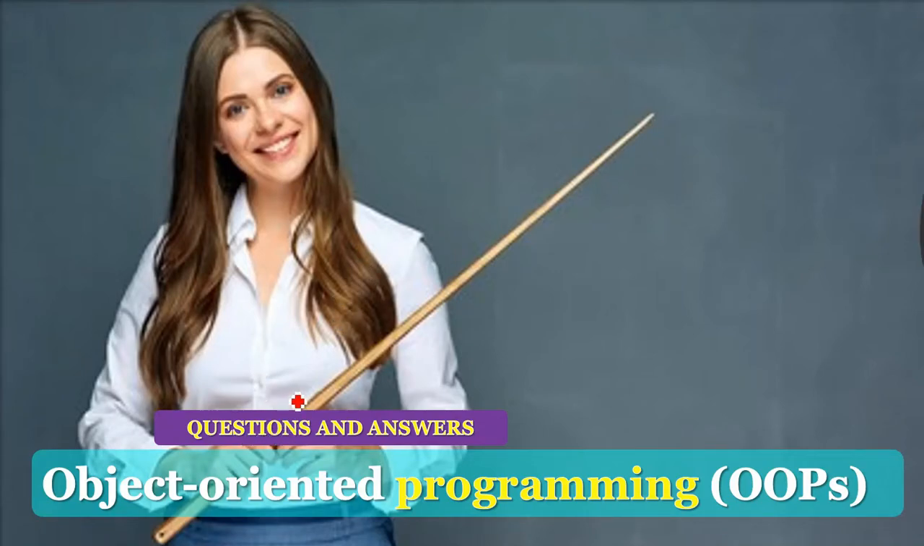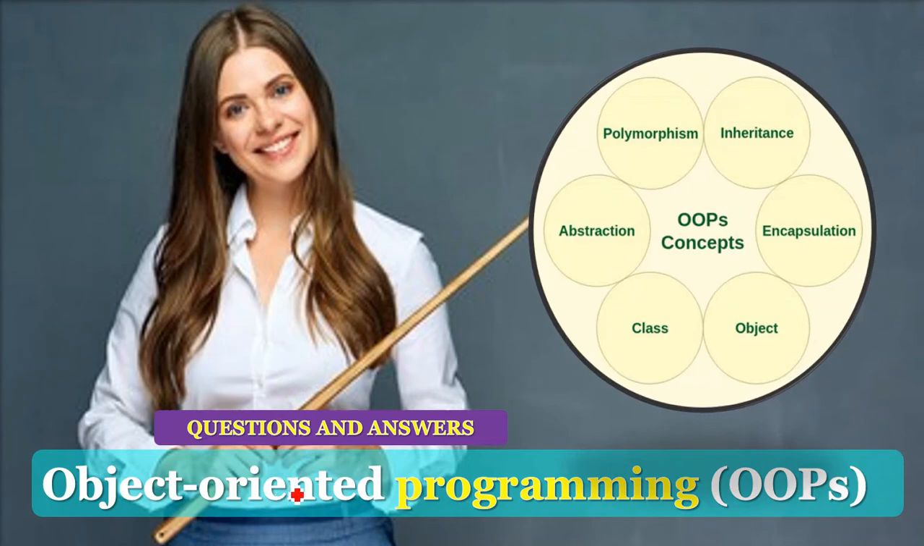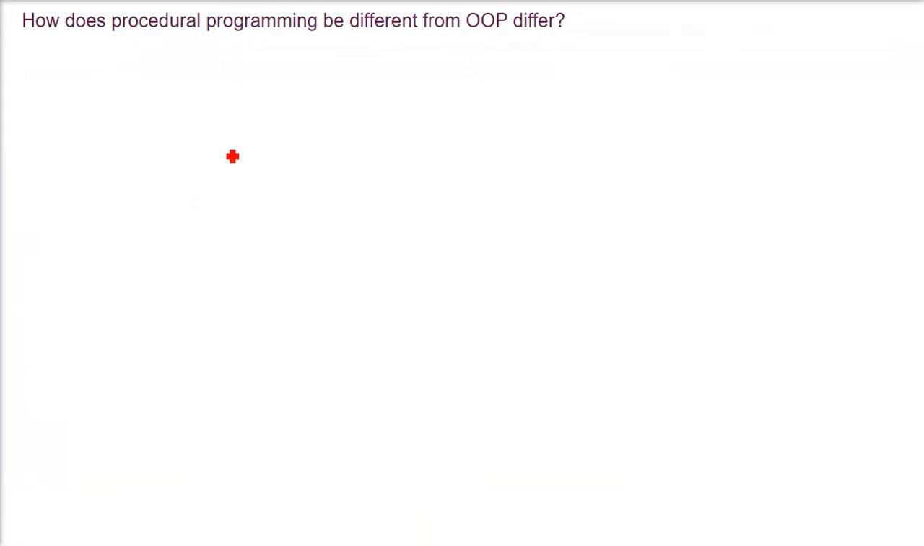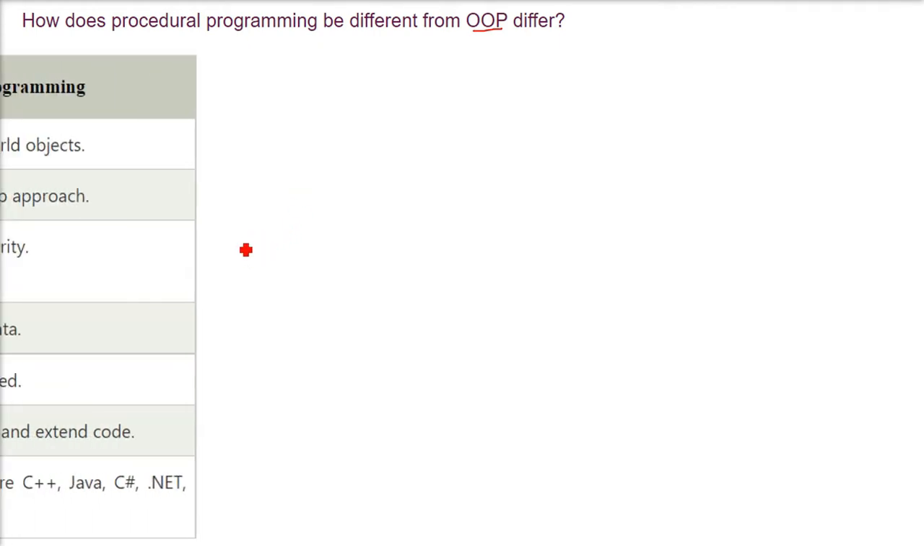In object-oriented programming, we are taking question and answer. How is the procedural programming language different from the object-oriented programming language? So the procedural programming, functional programming, or the structured programming, how is it differing from OOPs?